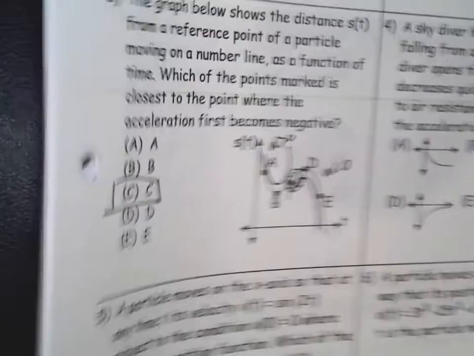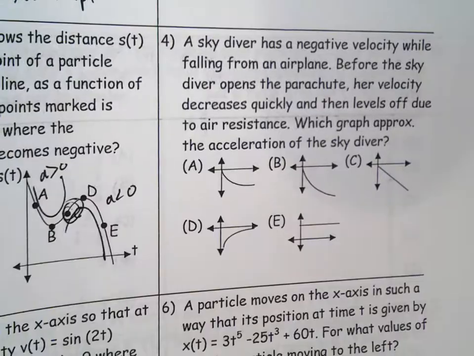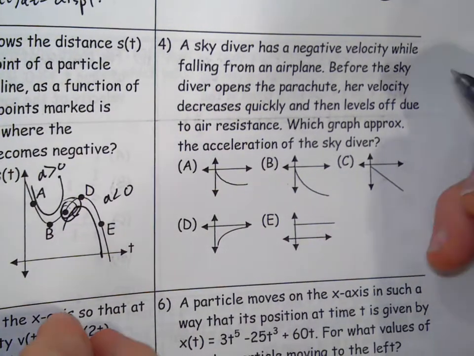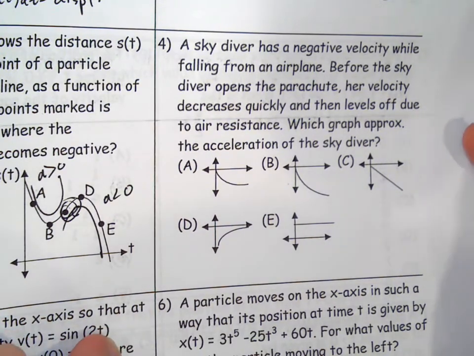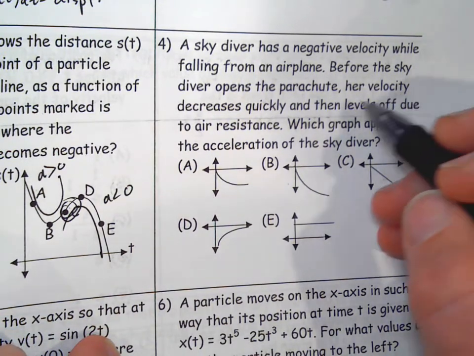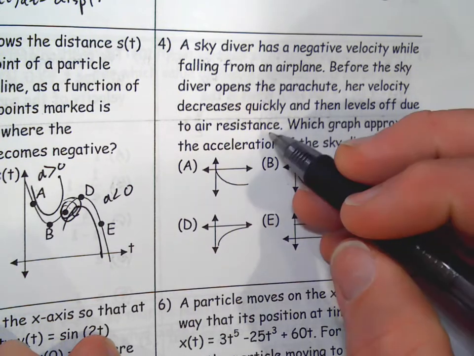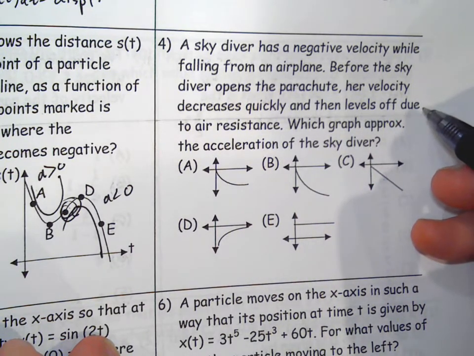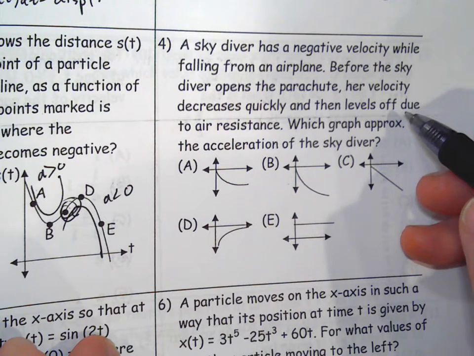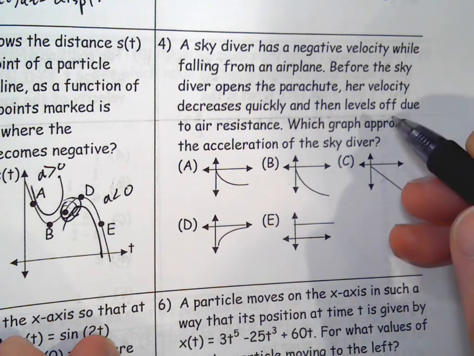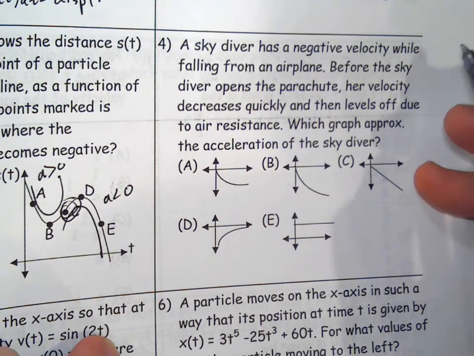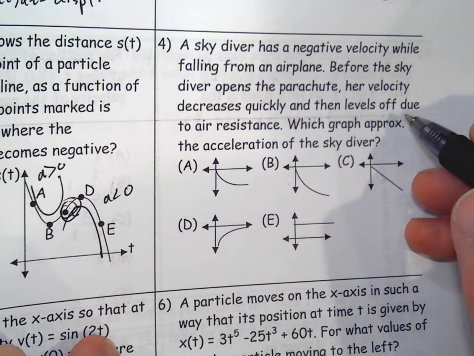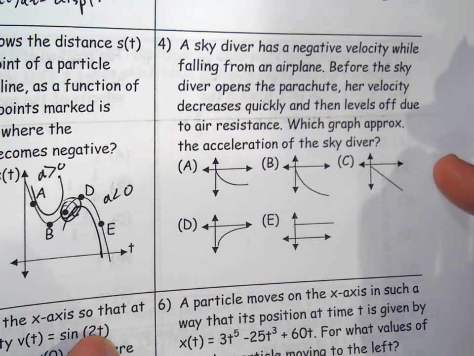Okay, number 4, a skydiver has a negative velocity while falling from an airplane. Before the skydiver opens the parachute, her velocity decreases quickly, then levels off due to air resistance. Which graph approximates acceleration of the skydiver? So acceleration is constant generally due to gravity, but it's getting less and less as her velocity approaches terminal velocity.